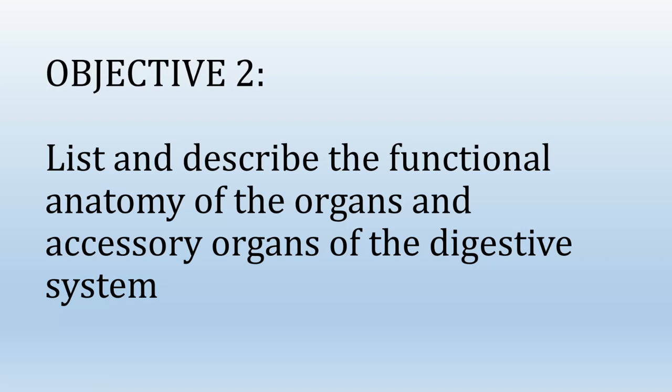Okay, this video is going to go over chapter 23, objective 2. So we're in the digestive system, chapter 23, objective 2, where we're going to talk about the functional anatomy of the organs and the accessory organs of the digestive system.